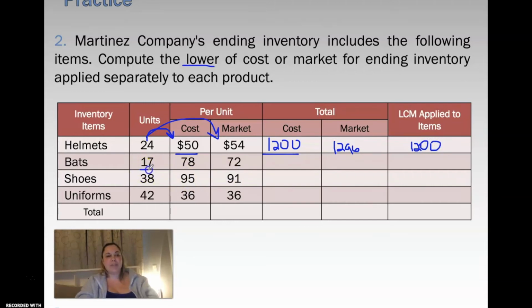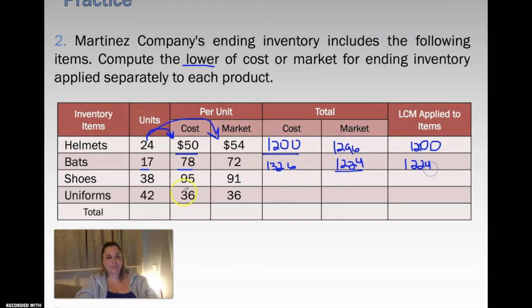So bats, we have 17. We're going to multiply it by 78. 17 times 78, we get 1,326. Okay, and then we're just going to do 17 times 72. 17 times 72 is 1,224. Which one of these is lower? Take a moment to think. Good job. The 1,224 is the lower number, and that's what we're going to be putting in.